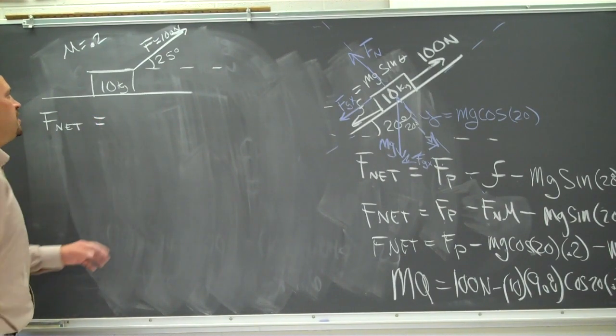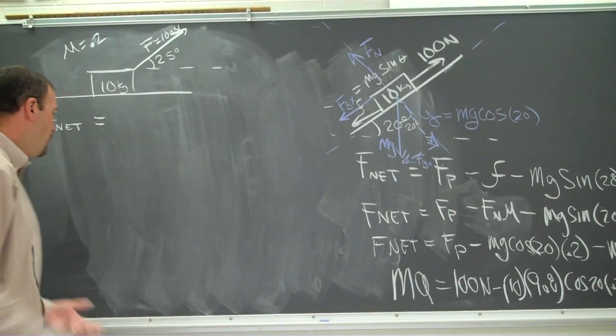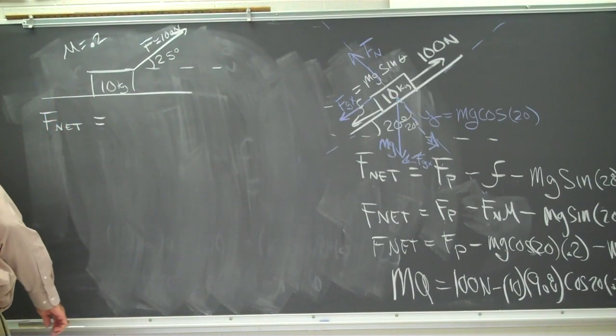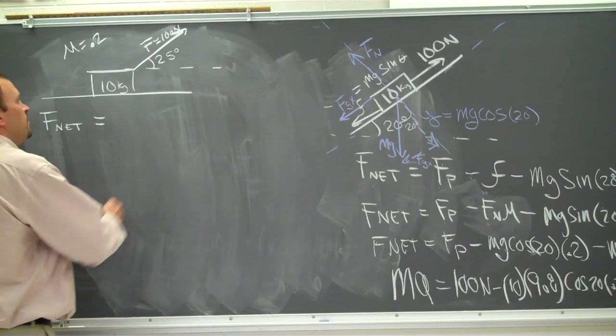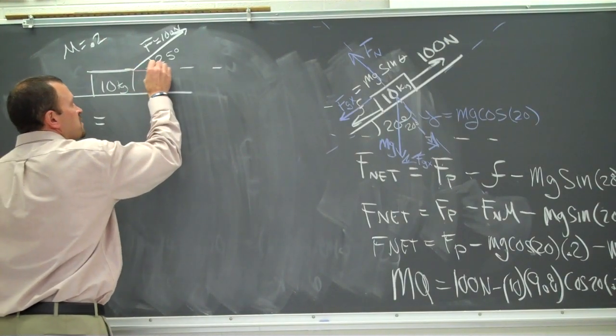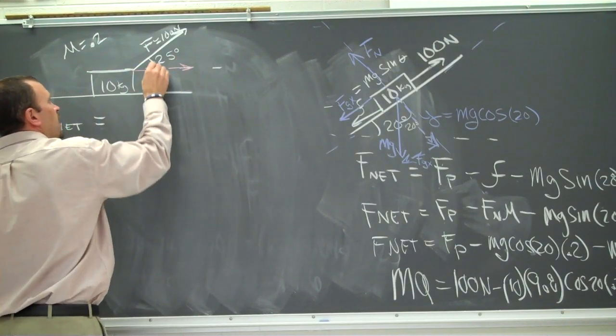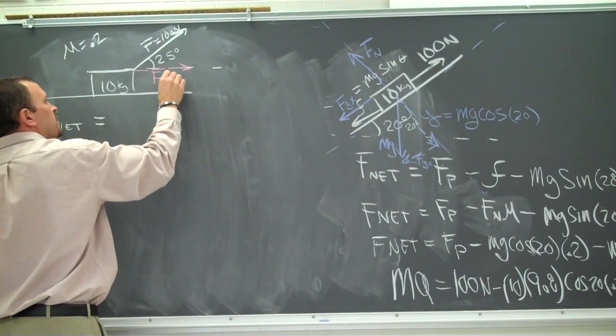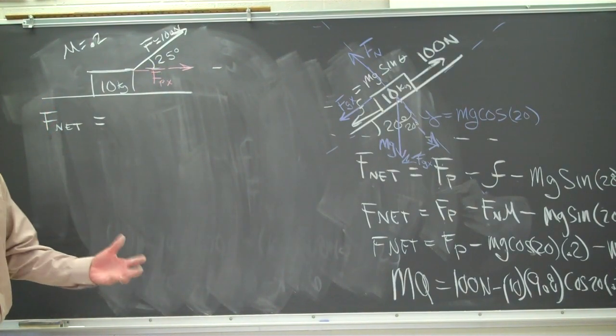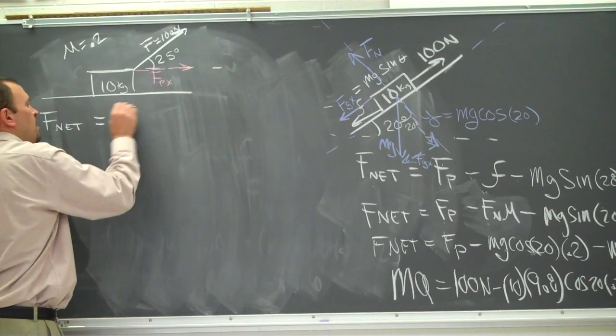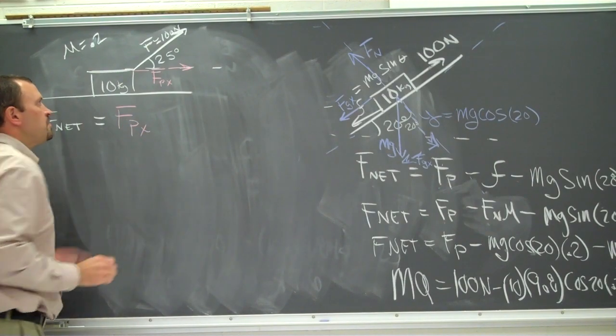My net force is again going to be equal to how much I pull it with. Well, I need to look at the pull that's in the direction of the motion. So I'm looking for this F_P in the X direction. That's going to be the maximum amount of pull in that direction.